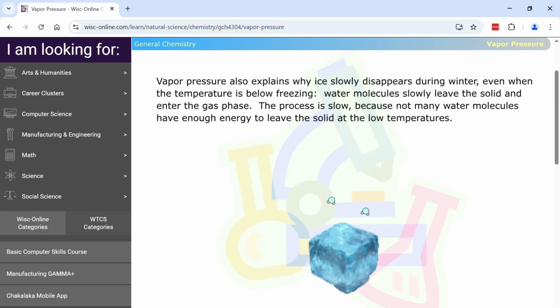Vapor pressure also explains why ice slowly disappears. During winter, even when the temperature is below freezing, water molecules slowly leave the solid and enter the gas phase. What is that process called? Yes, sublimation. The process is slow because not many water molecules have enough energy to leave the solid at the low temperature.